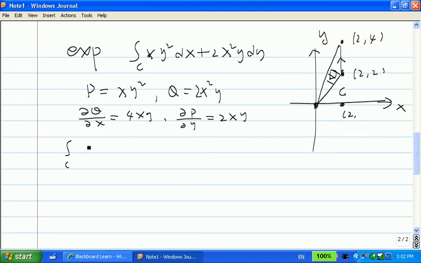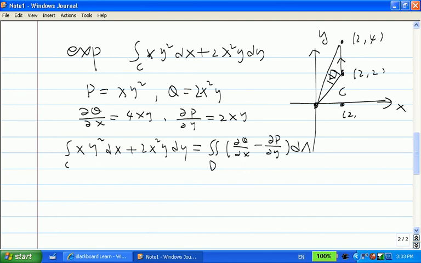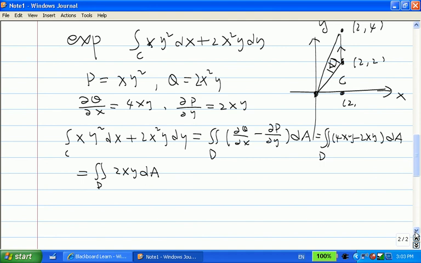Okay, by the Green theorem, this line integral is equal to this area integral with partial Q with respect to x minus partial P with respect to y, dA, which is the double integral of 4xy minus 2xy dA, which gives you the double integral of 2xy dA. Okay, how do we integrate this double integral?